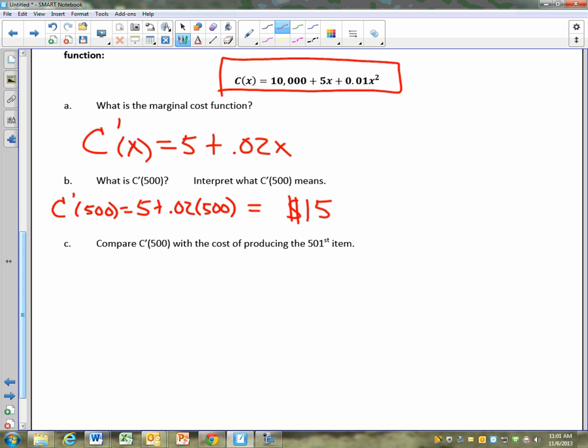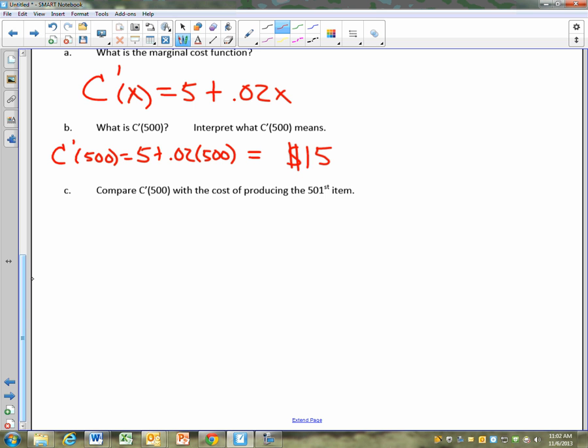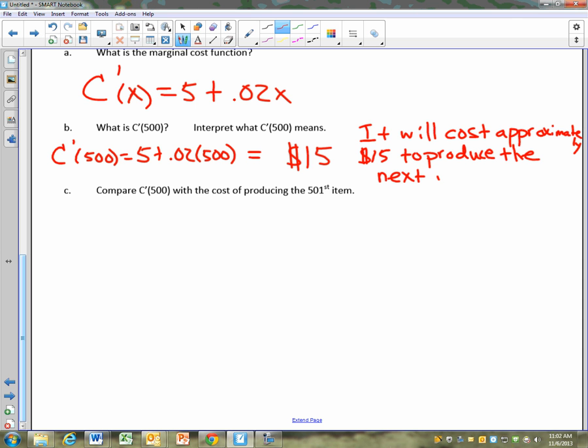You tell me which this means. Does this mean that it costs them $15 to produce 500 items, or does it tell me that it will cost them $15 to produce the next item? The next item. It's at a rate of $15. Okay, so it says interpret what C prime of 500 means. It will cost approximately $15 to produce the next item. And I say approximately because it's not exact. And I can show you how to figure out exact, and that's our last one, okay?